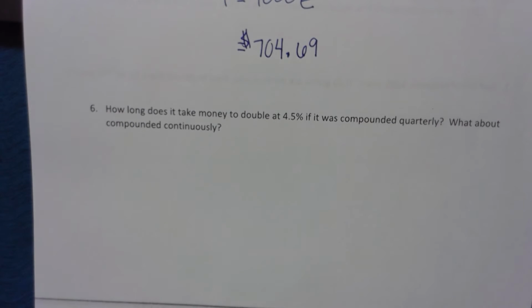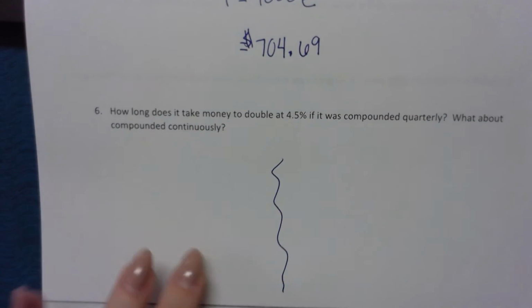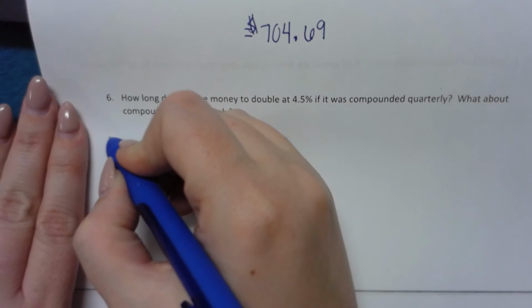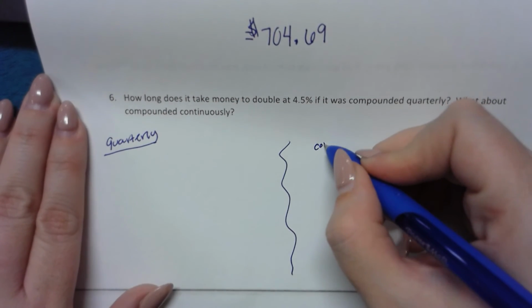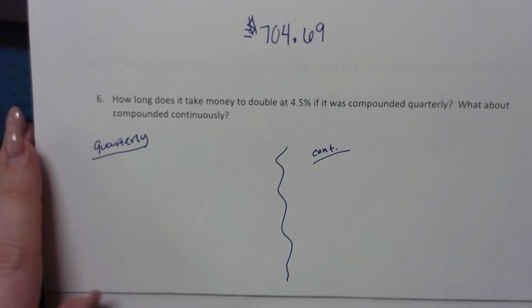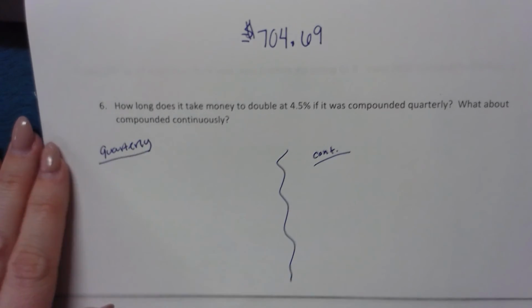Okay, number 6 says, how long does it take for our money to double at 4.5% compounded quarterly? And I also want to know how long it would take if it were compounded continuously. So we're going to have to do 2 different problems here, quarterly and continuously. We're going to do the problem twice. So let's do compounded quarterly first.